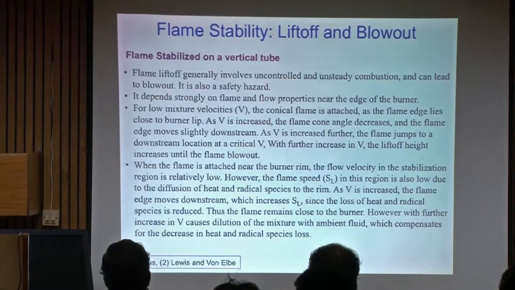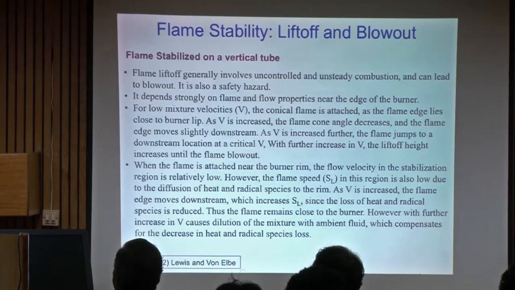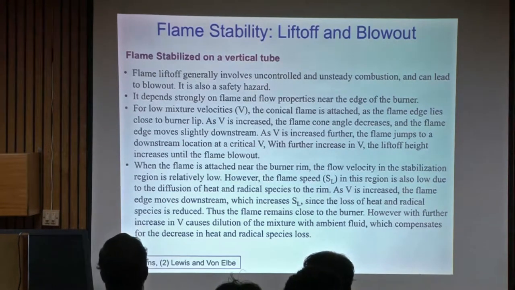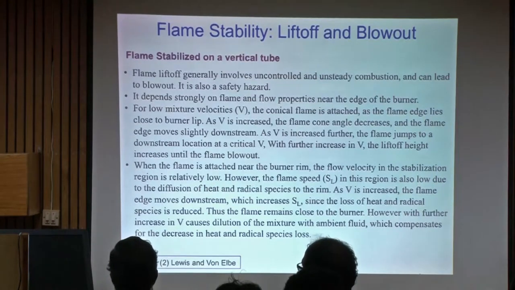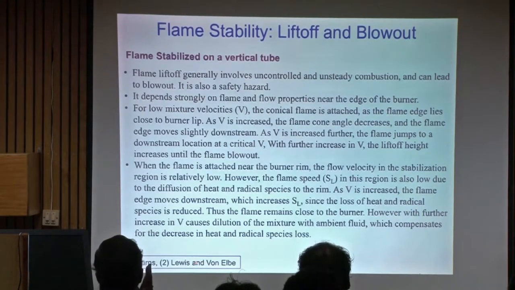As the flame is lifted, heat loss to the wall, to the burner rim, will go down. The loss of radical species will go down also. So the flame is lifted now, and it can be sustained at the lifted position. Again, the laminar flame speed balances the flow velocity where the flame is stabilized in the lifted position. In Lewis and von Elbe's book, one of the classic books, there is a lot of discussion on this flame stabilization when it is lifted.